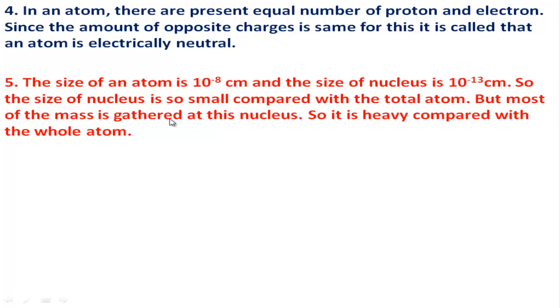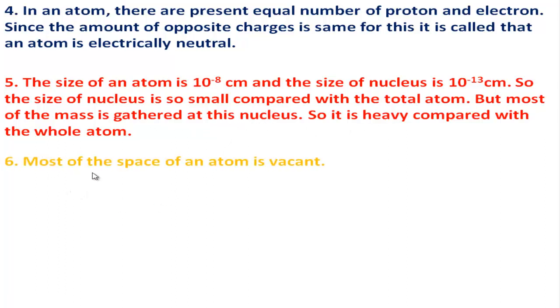That means inside the nucleus, what are present? Proton and neutron. Actually, these 3 particles, electron, proton, neutron, they have a mass, and the highest mass is of proton, then the next highest mass is of neutron, and the least mass is of electron. That means electron is the light particle among these three particles. So the heavy particles, that means proton and neutron, and their mass is almost equal, they are present inside the nucleus. So most of the mass is actually present at the nucleus. For this it is said that the nucleus is so heavy compared with the whole atom.